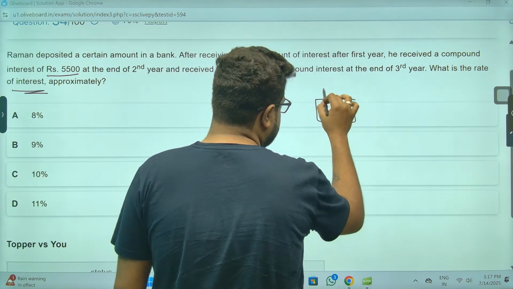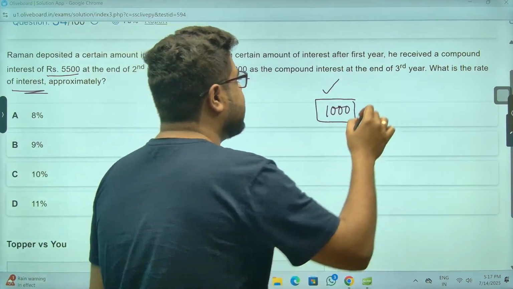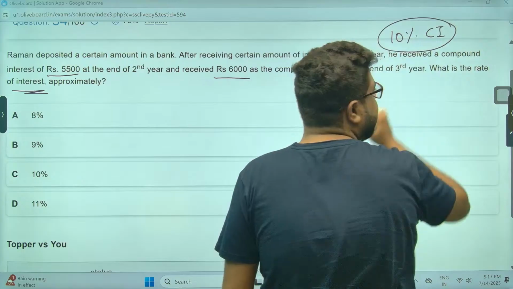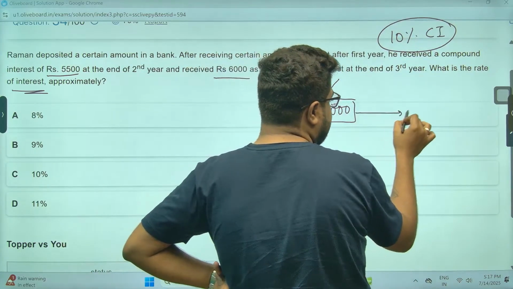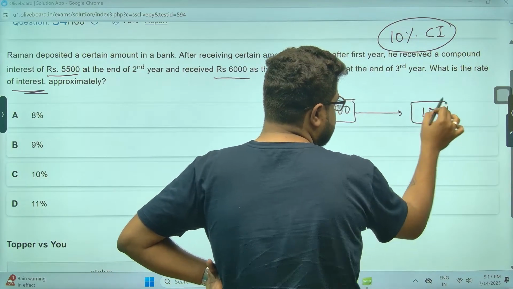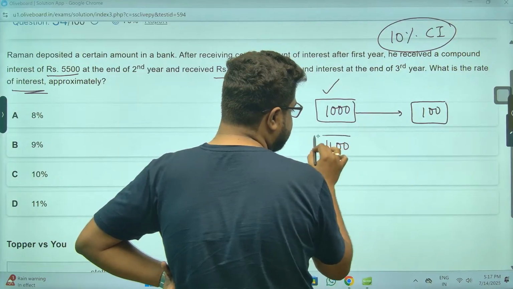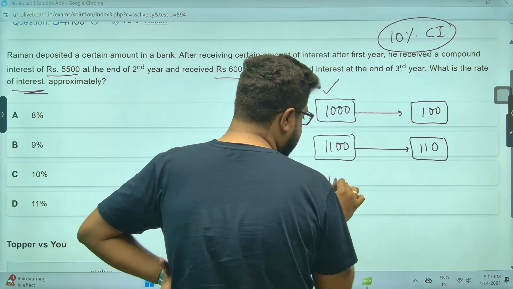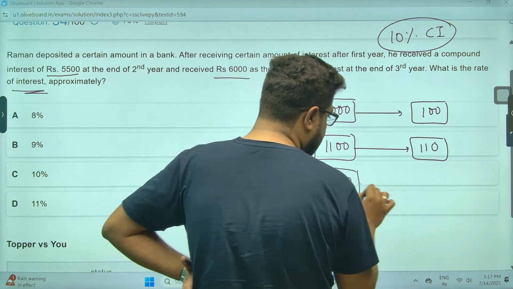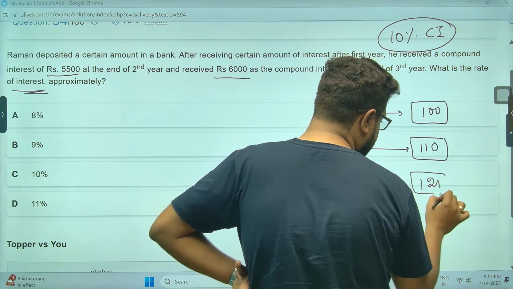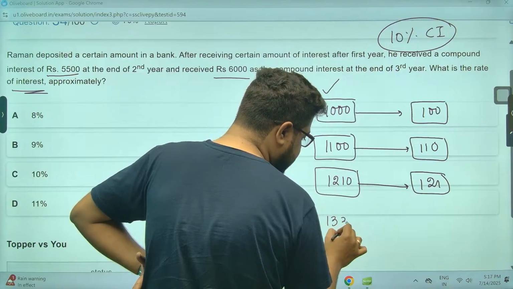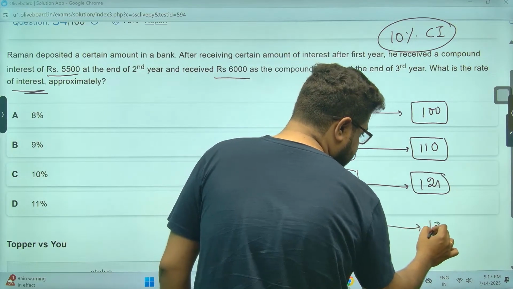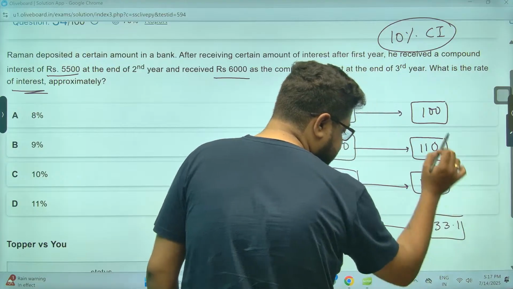Let's say I have kept 1,000 rupees in a bank and the bank is giving me 10% compound interest per annum. So in the first year I'll get 100 rupees as interest. In the second year my principal will become 1100 and I'll get 10% of that, 110. Again it will become 1210, and I'll get 121 rupees. Then it becomes 1331, and I'll get 133.1 rupees, 10%.